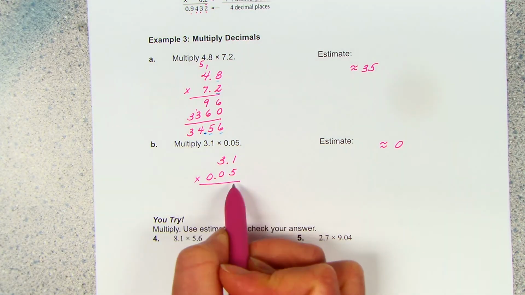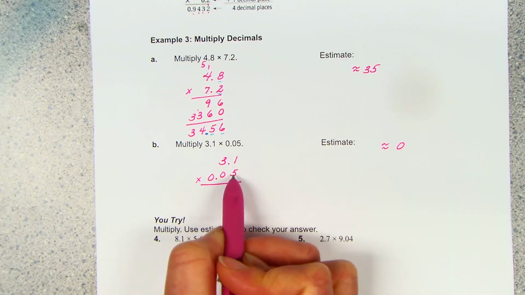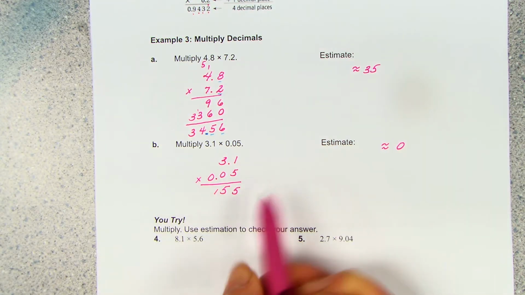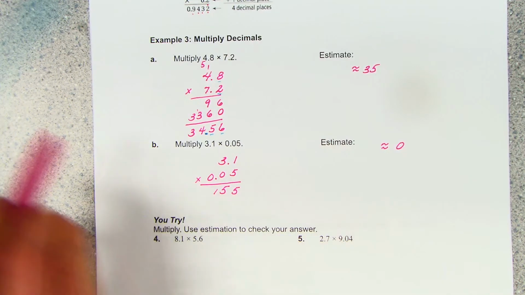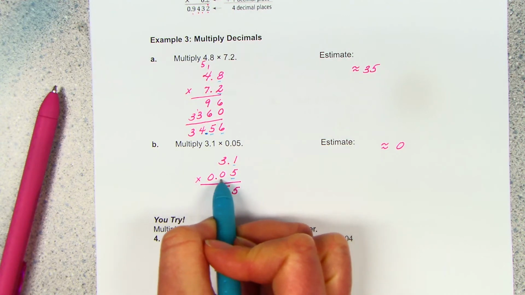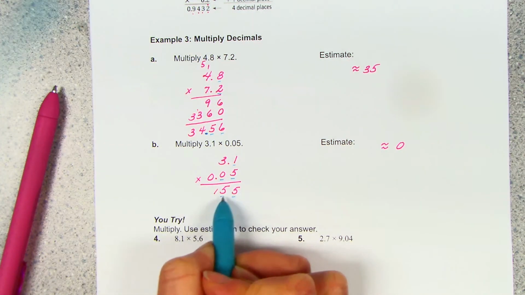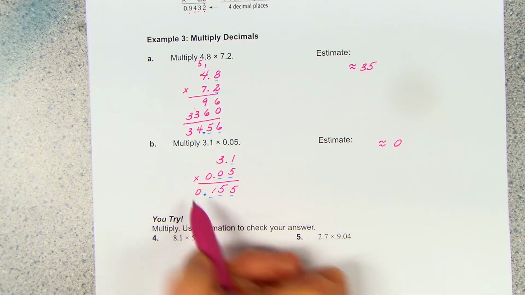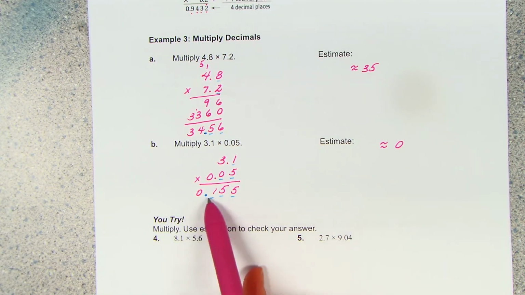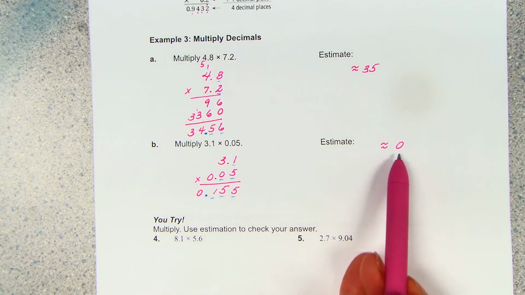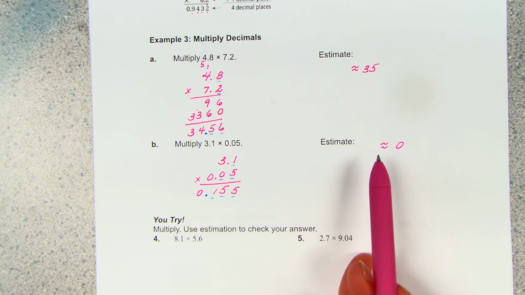So let's go 5 times 1 is 5, and 5 times 3 is 15, and then I've just got zeros here, so I don't have to do anything else. So let's count our decimal places. 1, 2, 3 in the factors. So 1, 2, 3 in the product. And then if you want to, you can add another 0 just as a placeholder. 155 thousandths. Is that close to 0? Yeah, 155 thousandths is pretty small. That's pretty close to 0, right?